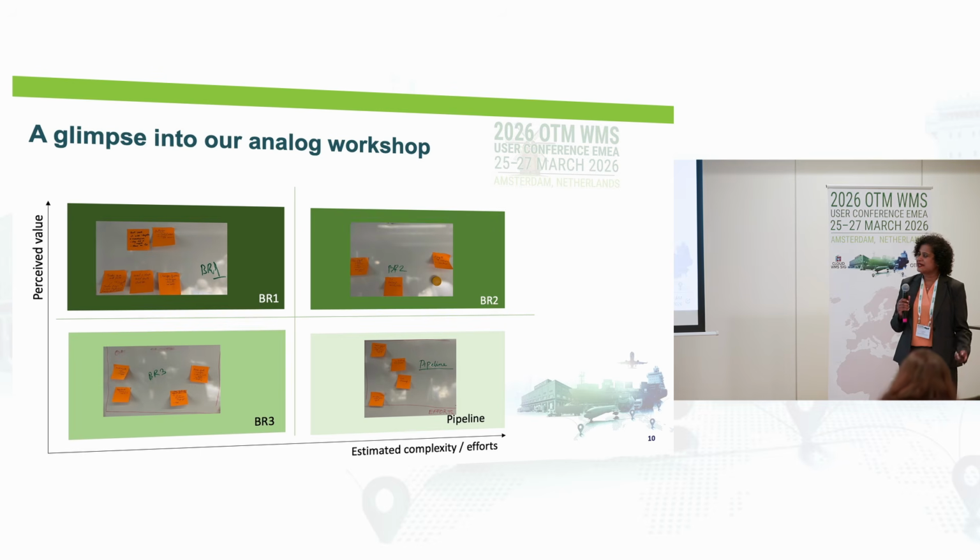So something that can be achieved with minimal efforts and high operational value, why don't we do that in BR1? So that's what we did, all of us. And BR2 would be high value, but maybe a little bit more efforts. And then BR3 and the pipeline. This is where the Christmas wish list goes into the pipeline. So that's our very complicated tool to do the prioritization.